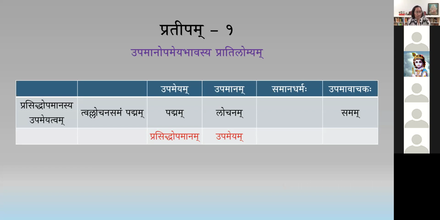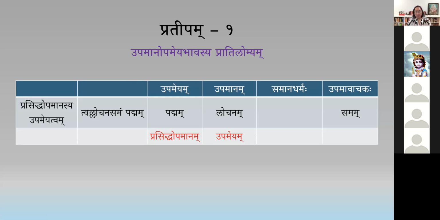So we saw two varieties of Pratīpa. The first variety is where the Upamanam and the Upameya have a Vaiparitya Bhavam, an inversion. So both of them are switched over here. Prasiddha Upamanasya eva Upameyatvam. Whatever is the Prasiddha Upamanam has now become the Upameya here.